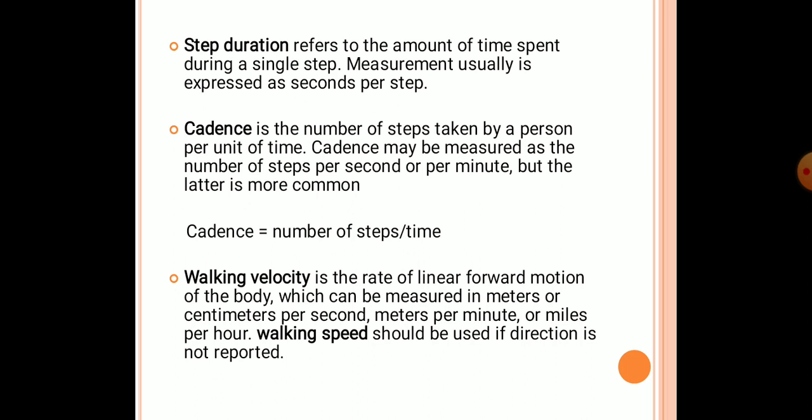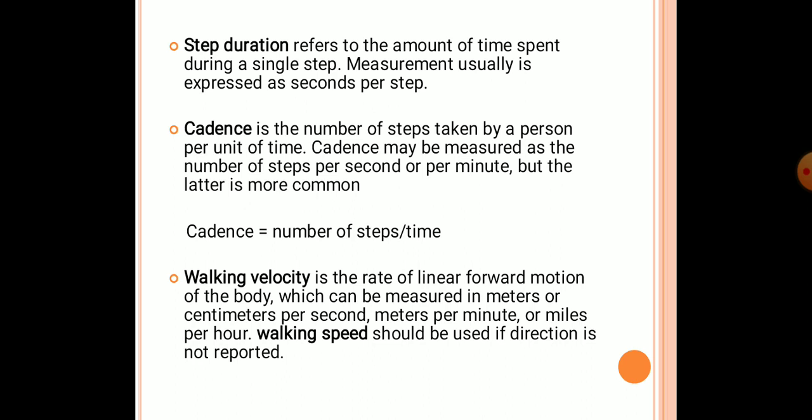Cadence may be measured as the number of steps per second or per minute, but the minute is much preferred because we can have an accurate value when we look at the number of steps per minute. Whenever we look at the number of steps per second, it can vary and won't give you a consistent value. In a minute there is not much variability. So that's the reason we take cadence in a minute, usually as number of steps per minute or unit time.